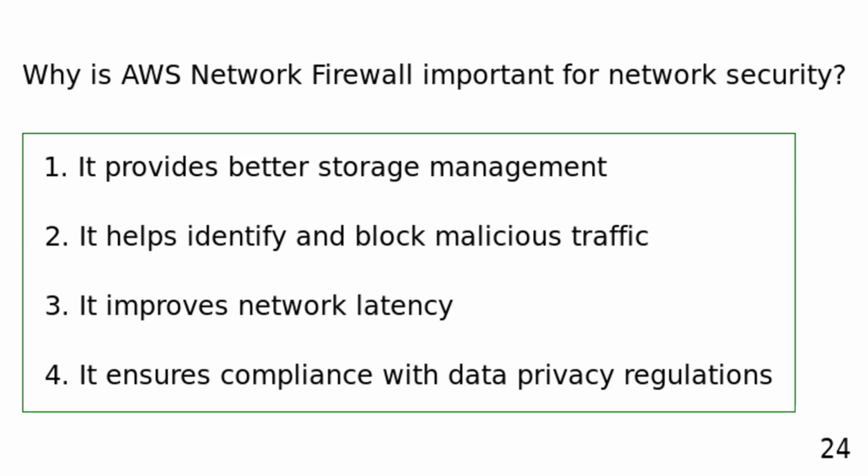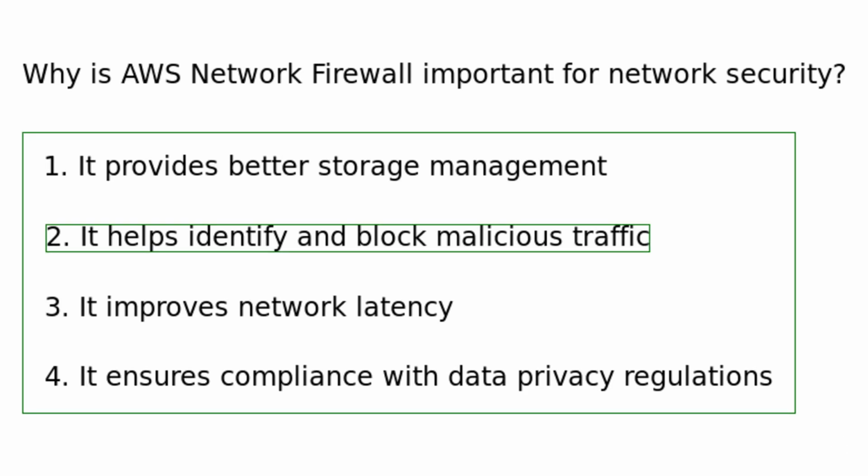Why is AWS Network Firewall important for network security? It provides better storage management. It helps identify and block malicious traffic. It improves network latency. It ensures compliance with data privacy regulations. AWS Network Firewall is important for network security as it helps identify and block malicious traffic, preventing potential security breaches.